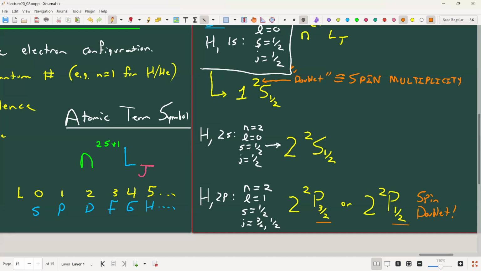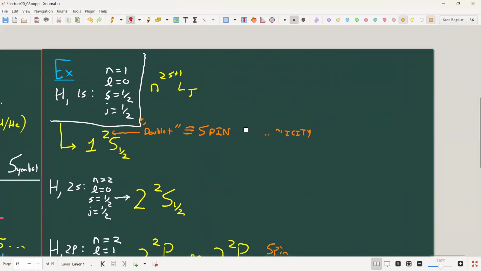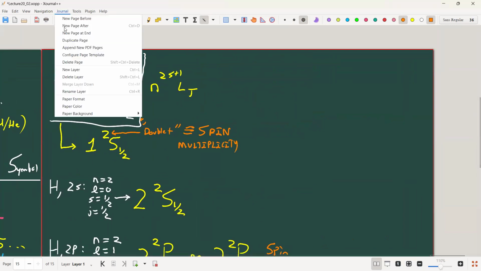Let's do something a little more complicated. I'm going to erase this multiplicity down below so I have a little more space. Let's go to the next page. Let's do helium. First, think about the 1s2 state, the ground state.